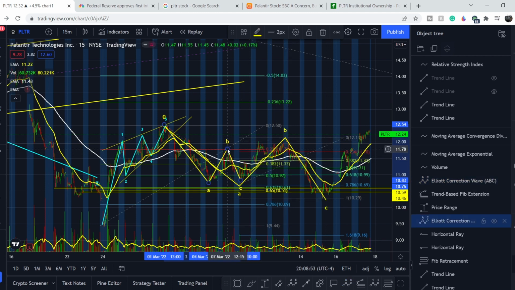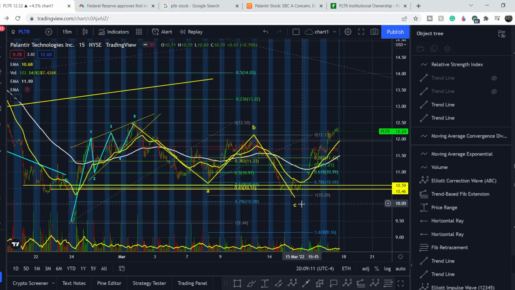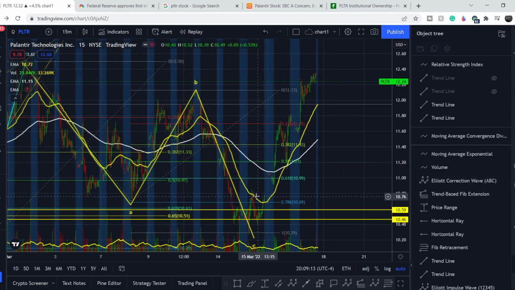Let me delete this tool, I don't need it for now. And I told you that we might hit lower levels if we break the 0.65 Fibonacci retracement level at $10.51. And these levels are the following: $10.29 and $10.09. And as you can see, we hit exactly to the tick this range.